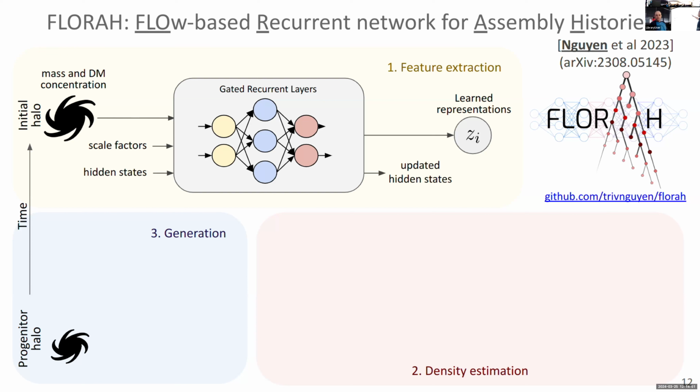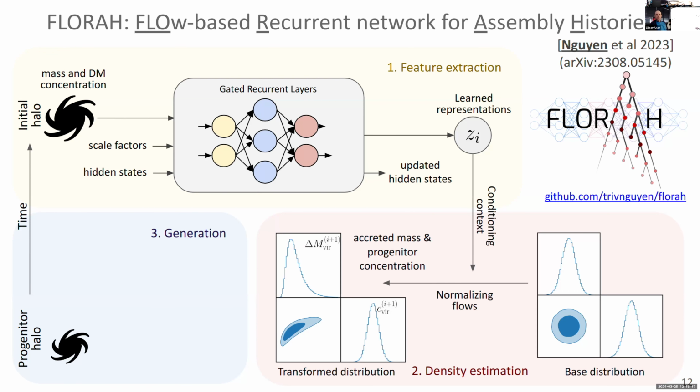The recurrent neural network gives us some kind of learned representation. What's notable about this is that a recurrent neural network also has a hidden state. The hidden state is designed to remember all the previous inputs, meaning that if it started from z=0, you can remember the entire mass, dark matter concentration, and scale factors from z=0 to the redshift that you're interested in. With this learned representation, our goal is to capture the entire distribution of mass and the entire distribution of progenitor concentration at the next time step.